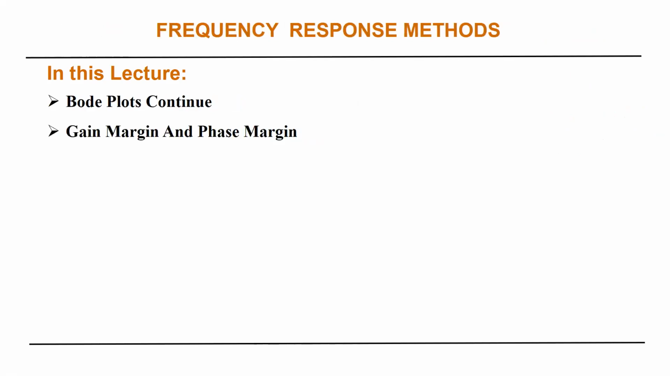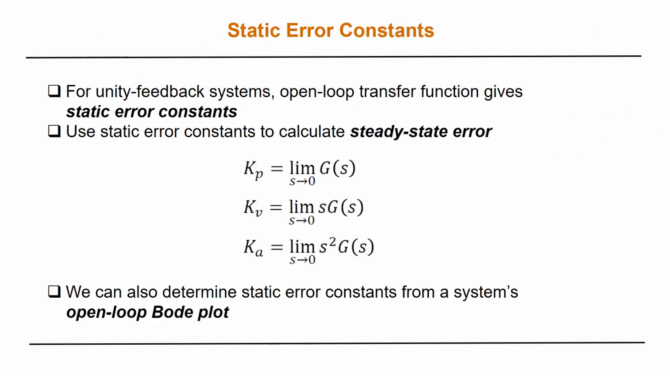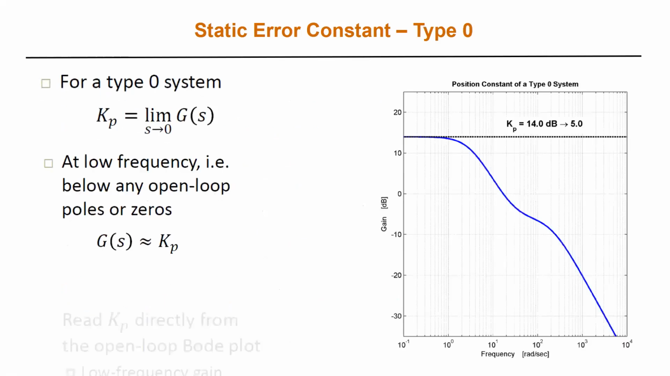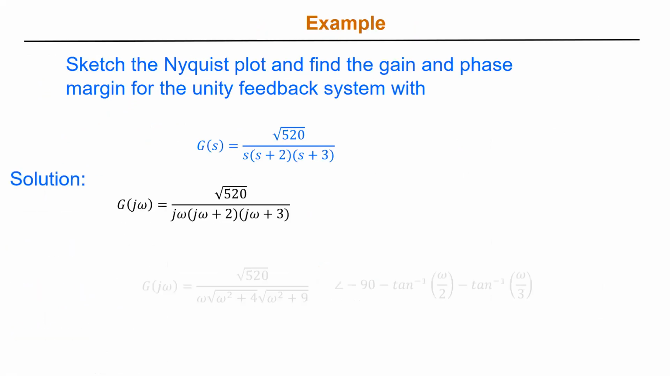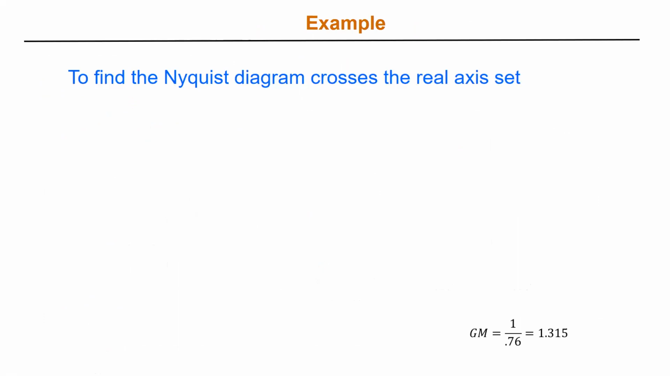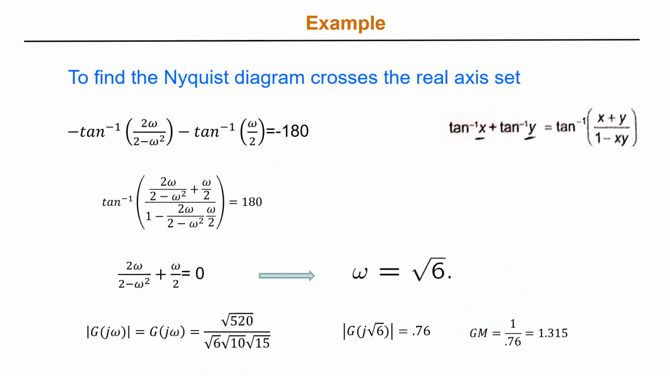Okay, we talked about the root locus. Then we talked about the Bode plot and phase margin, gain margin from Bode plot. From the Bode plot, or from the beginning, we can get the error constants Kp, Kv, Ka. We have done this in the Bode plot. We talked about the Nyquist plot and Nyquist criterion and how we use the Cauchy theorem. And this is another example in finding the gain margin and phase margin.